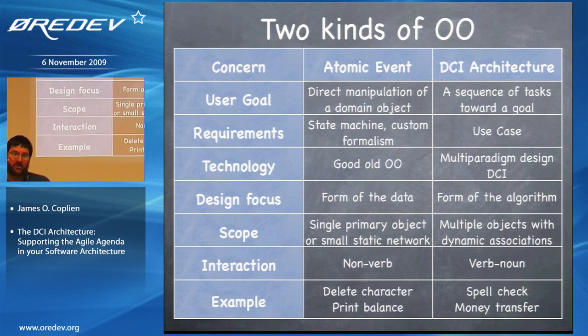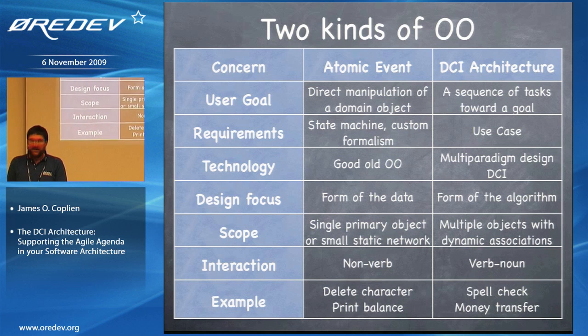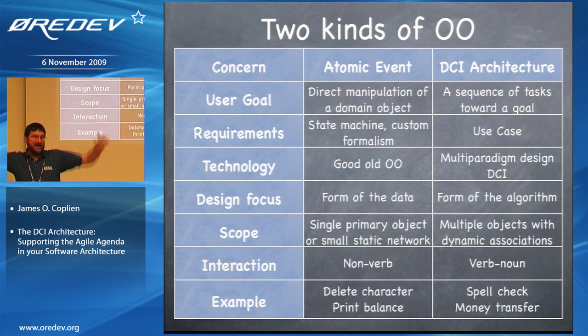And that's where DCI really shines. If you have an environment that's a graphical editor, where all you're doing is saying things like change the color of this circle or move this circle, you still can use the DCI style of programming, but the benefits are less clear, because there really isn't a sequence of operations. It's more atomic.